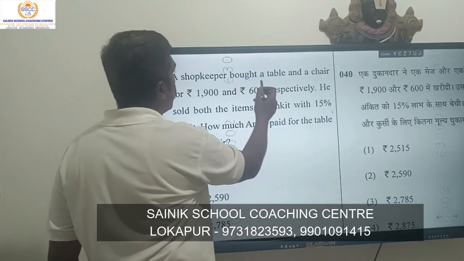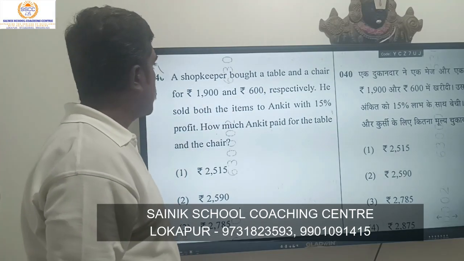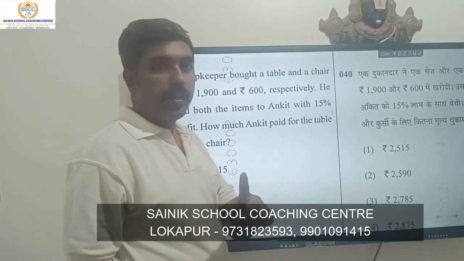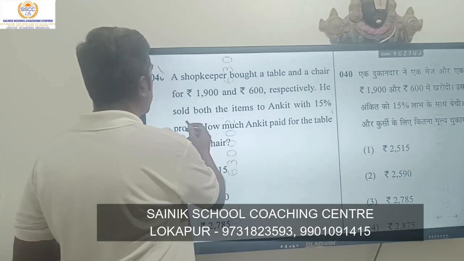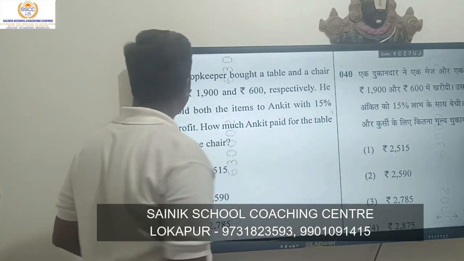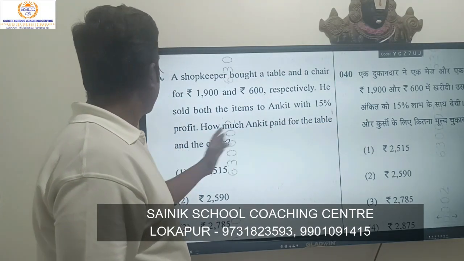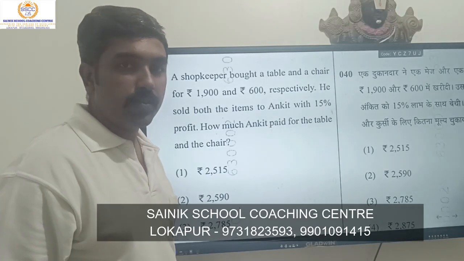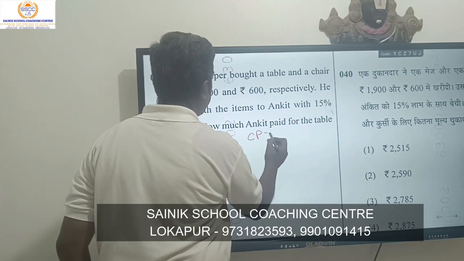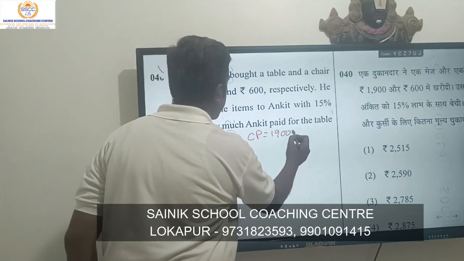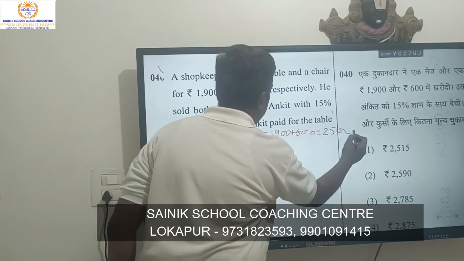Number 40. A shopkeeper bought a table and a chair for 1900 and 600 respectively. He bought a table and one chair for 1900 and 600. He sold both items to Ankit at 15% profit. How much did Ankit pay for the table and chair? We have to find the selling price. So what will be the cost price? CP is equal to 1900 plus 600, which is 2500.